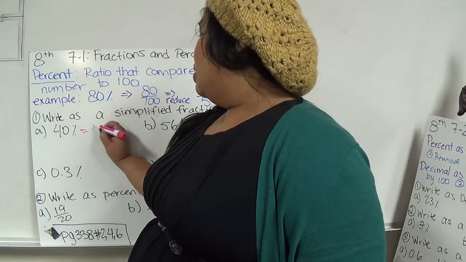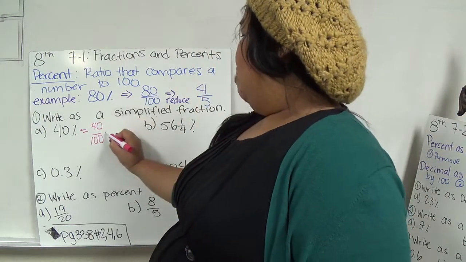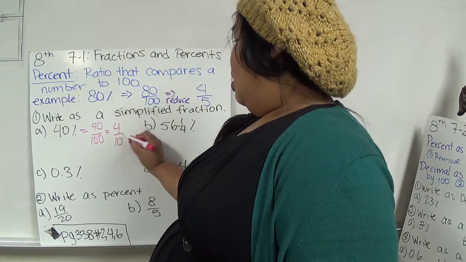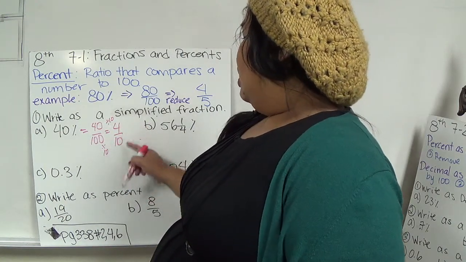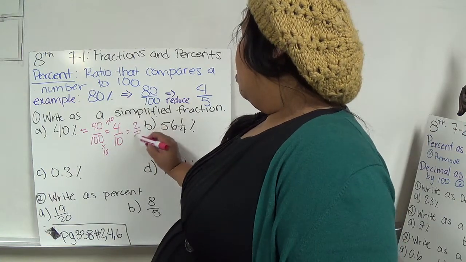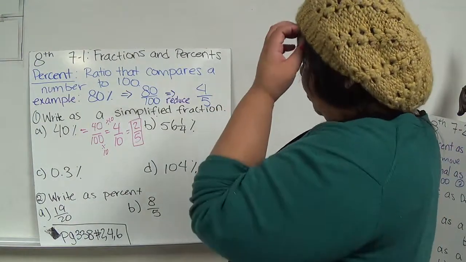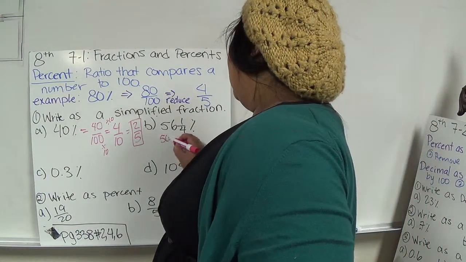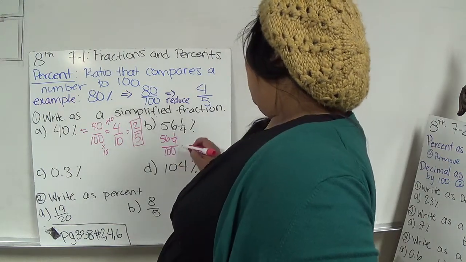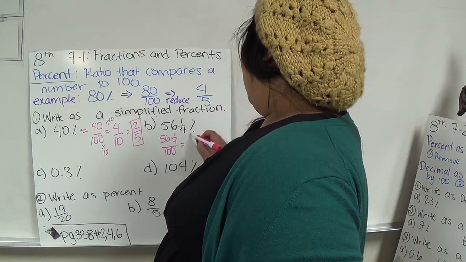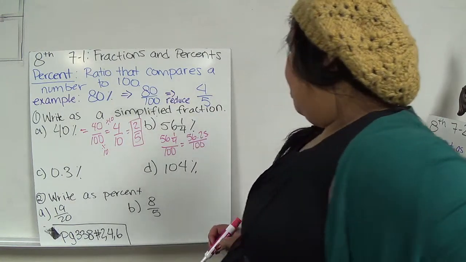So for example, 40% is the ratio 40 to 100. This can be simplified to 4/10 because I divide both top and bottom by 10. Then this can be divided top and bottom by 2, which gives me 2/5. Right? So 56 1/4 is still 56 1/4 over 100. I can do 56.25 over 100.